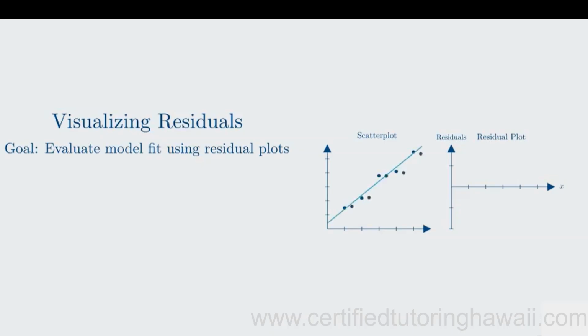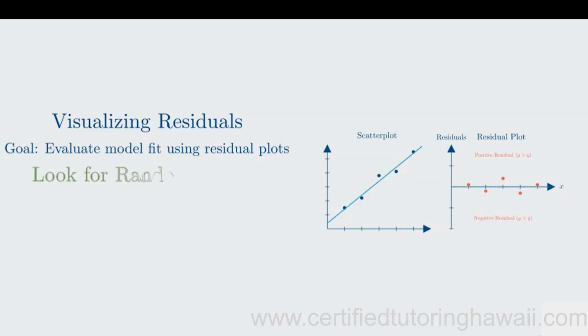Essentially, we are taking the regression line from our original plot, turning it horizontal, and looking at how far each point sits above or below that line. The horizontal line at 0 represents the regression line itself. Points above this line have positive residuals, and points below have negative residuals.